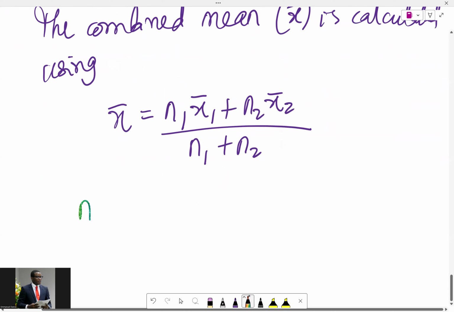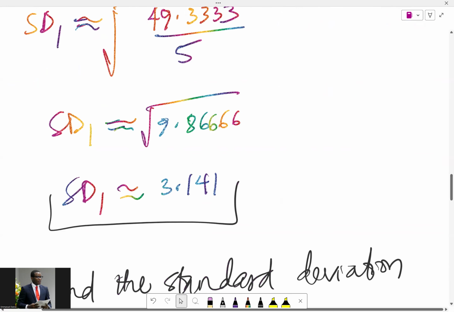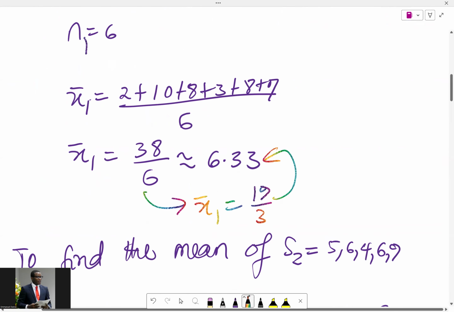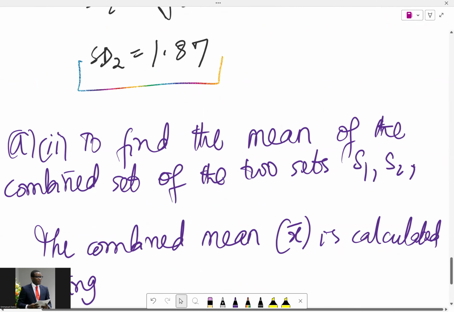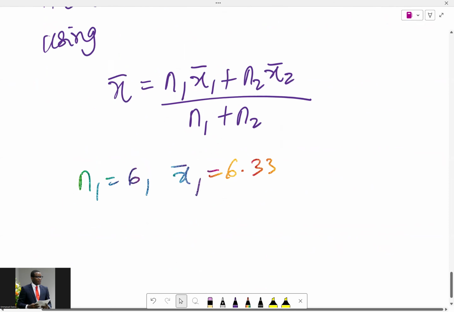For instance, N1 is 6, right? I remember X1 bar is, let's use the decimal already so we don't have to stress ourselves, 6.33. So X1 bar is 6.33. Then we need N2. N2 is 5 because the second set S2 has 5 numbers. And then X2 bar is simply 6.